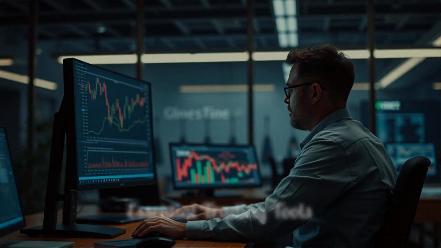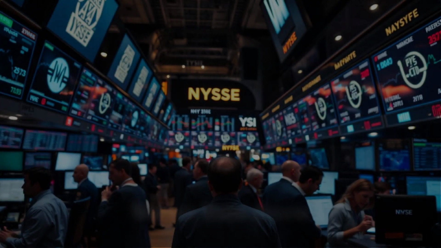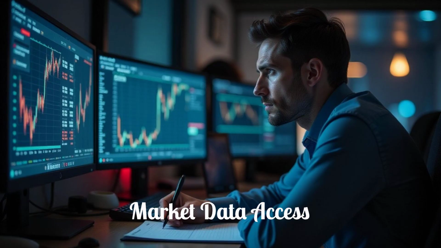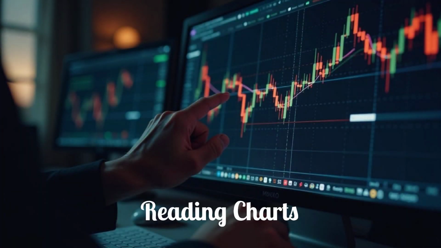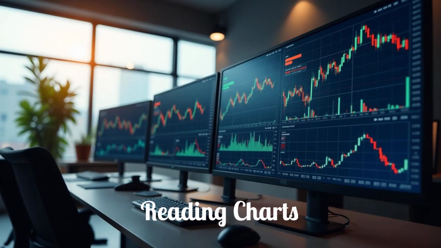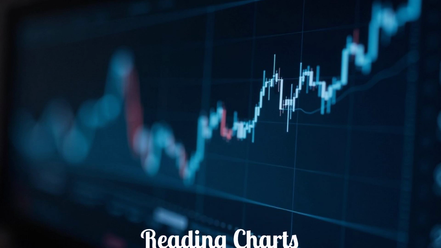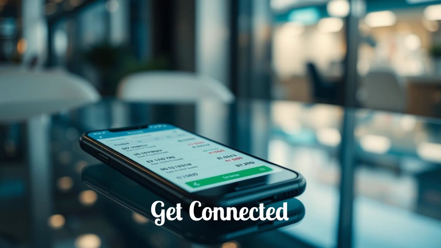To get started with trading, you'll need a few essential tools. First and foremost, you'll need a brokerage account. You'll also need access to real-time market data. This includes price quotes, charts, and news that can help you make informed trading decisions. Learning how to read charts, also known as technical analysis, is crucial. Charts can help you identify patterns and trends in price movements. Finally, you'll need a reliable internet connection and a device such as a computer or smartphone to access your brokerage account and market data.